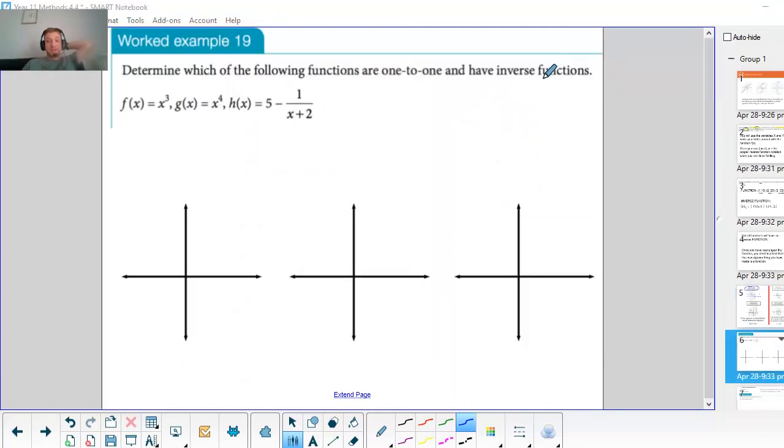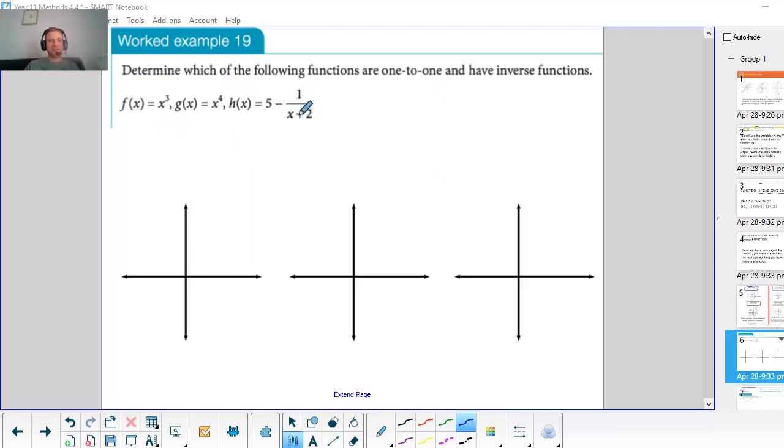So that's probably enough theory for the moment. We should probably actually do some worked examples. So what we've got here are 3 functions, f of x, g of x, h of x. We've got to determine which ones are one-to-one and have inverse functions, because only graphs that are one-to-one will have those inverse functions. So we can make an inverse out of any of these.